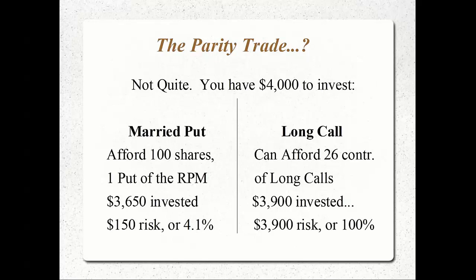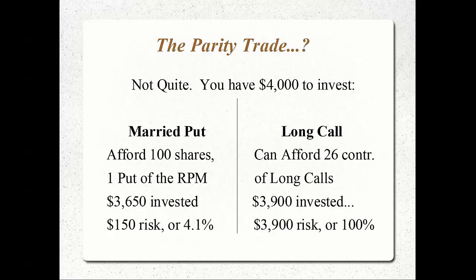Not quite. Lance, you and I have a similar size account. Let's say we both have $4,000 we want to allocate today to buy a new position. I'm going to jump into a married put. I'm going to buy 100 shares of Ally and one put out to March. I'm going to put up about $3,650. I'm going to leave $350 aside. I have $150 at risk of that investment, or 4.1%, which might equate to only 0.5, 0.8, or 1% of my total portfolio.